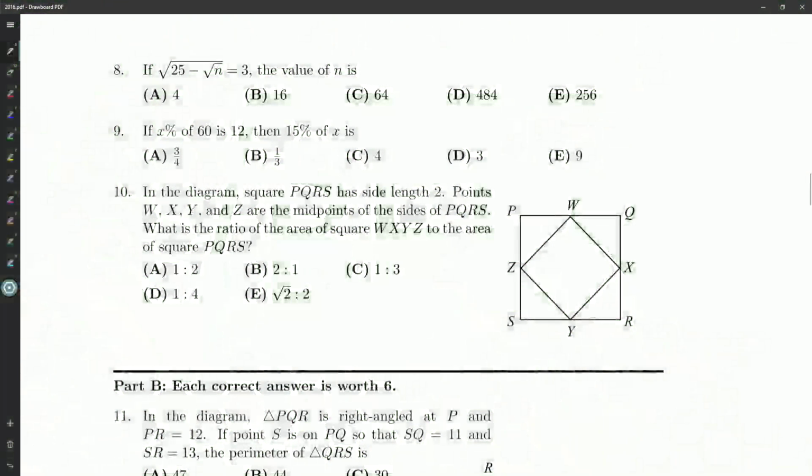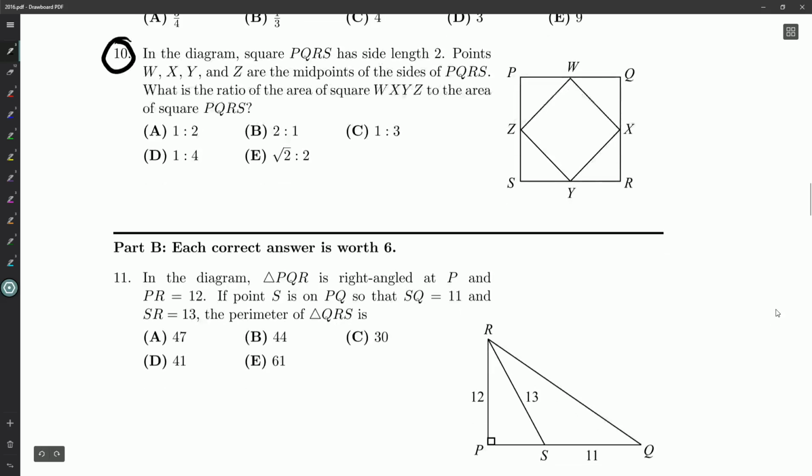Hello everyone and welcome back. Thank you for joining me as we take a look at question 10. This is the last question on our Fermat paper that is going to be worth 5 marks. This is the end of part A. Up next will be part B, as you can see, and each correct answer will be worth 6.